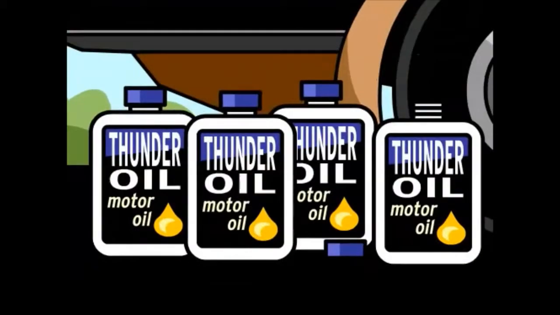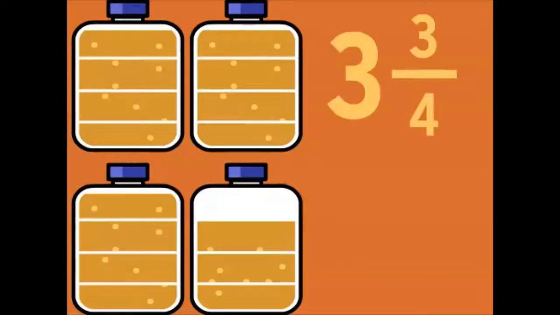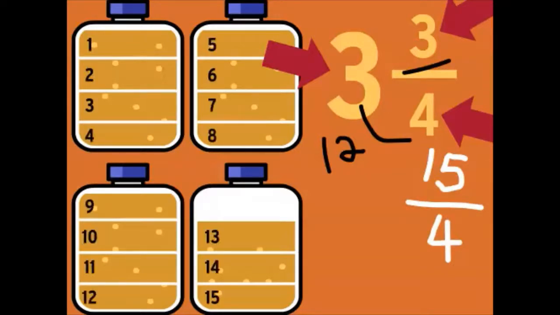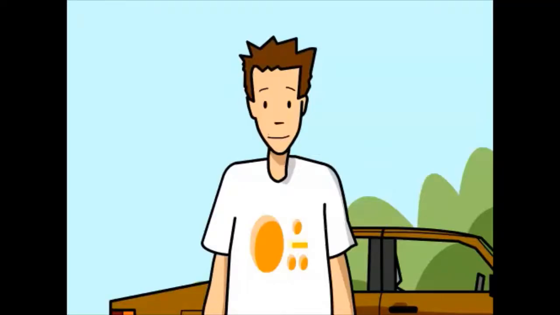3 3/4 liters of oil. The shortcut is to multiply the whole number by the fraction's denominator and then add the numerator to the result. We place that result over the denominator and get our improper fraction. So, 4 times 3, that's 12, plus 3 is 15. 15 over 4, 15/4. See, Moby? Mixed numbers aren't so tough.